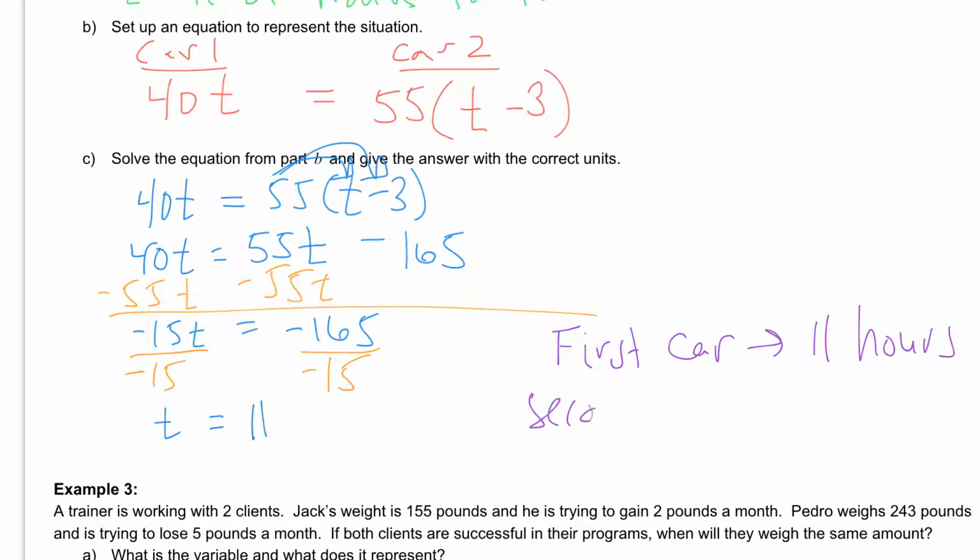Then I also need to find how long it took for the second car. If the second car was 3 hours shorter, I'm just going to take that 11 and subtract 3. So the second car took 8 hours.